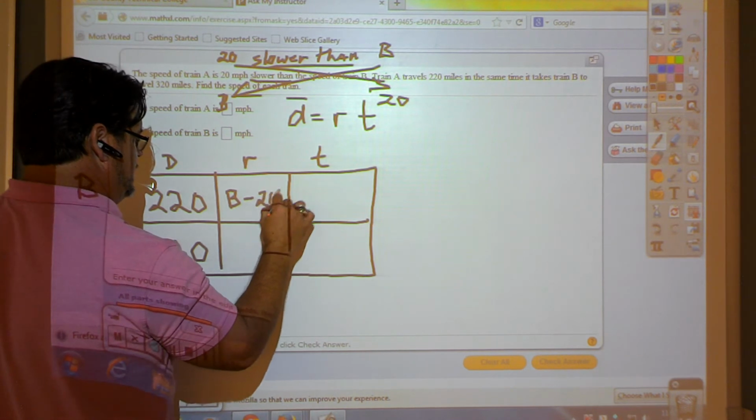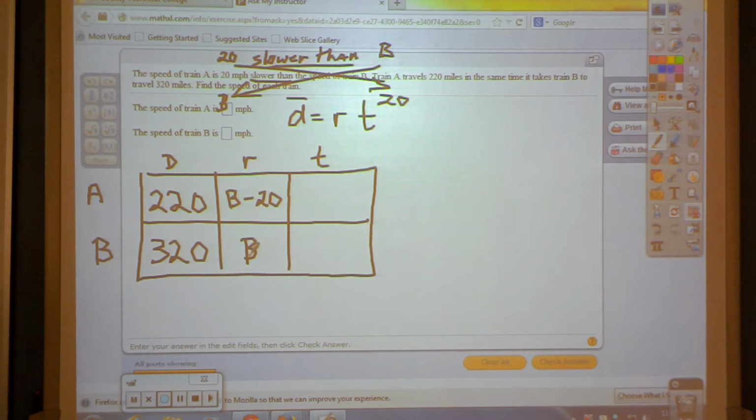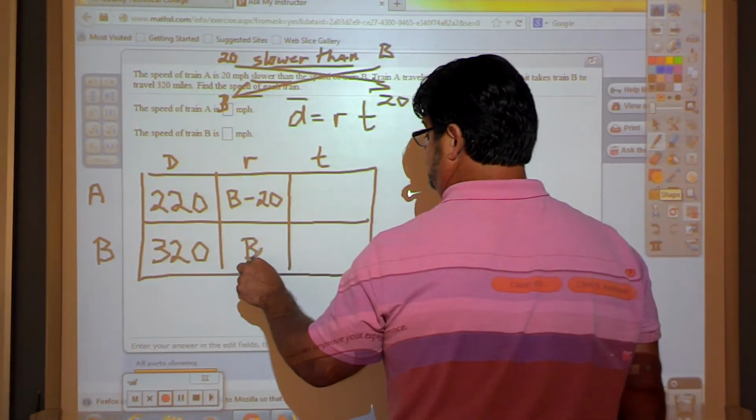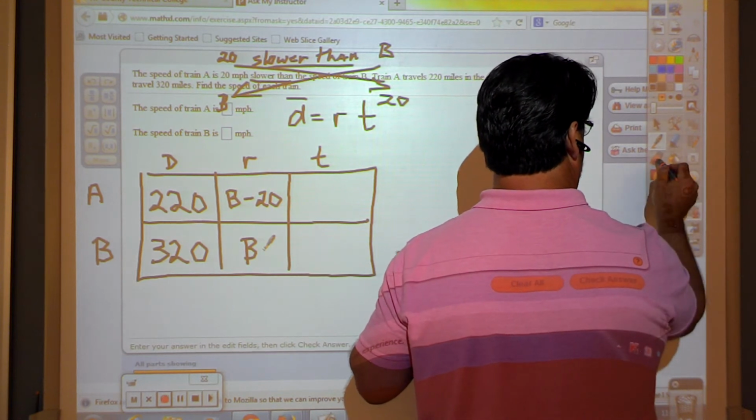So B minus 20, and then this is just what? B. And you can put R, I don't care what you put. Okay, X, I'll put X if you want to. I just put B because of train B, that's the reason.